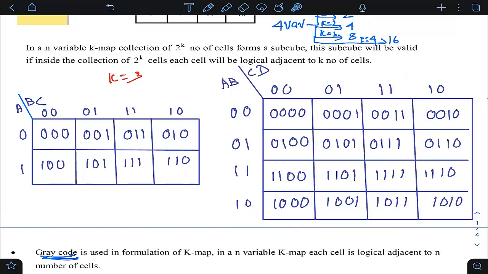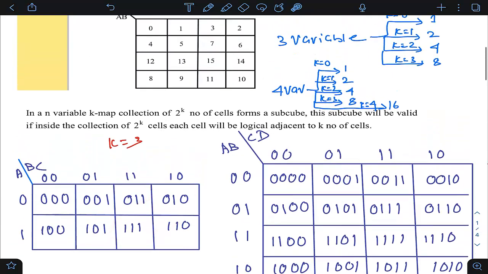Similarly, in the three variable map, it is the same story again. Can I do a grouping like this? Yes, you can, because here the value of k equals 2. You can check whether each cell is logically adjacent to 2 cells or not. Yes, this and this. Any cell you take has 2 logically adjacent cells inside its collection, so we can do it. Can I do a grouping like this? I cannot, because this is not a valid subcube, as that property is not getting satisfied.